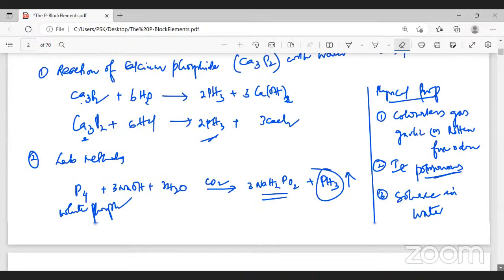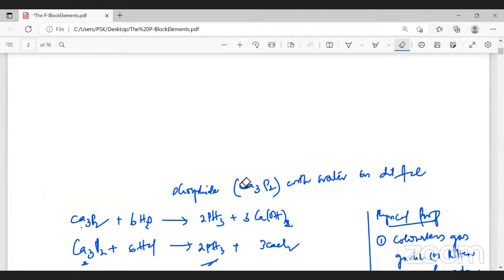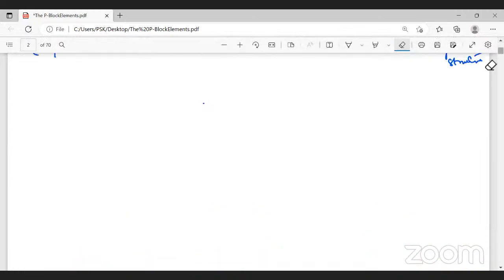Before we continue with the P block elements, I think organic chemistry we have done maximum, right? Only polymers and biomolecules are left out, right? Yes, done sir. Aldehydes and ketones also, right? Yes, sir. So almost we are finished. We will rush through and finish the topic possibly.